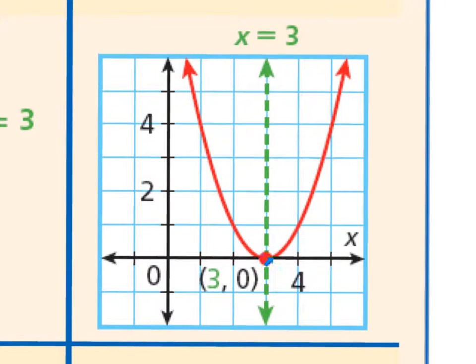The minimum is 3 because that is the lowest point that it goes through. 3, 0. That is the minimum. The axis of symmetry always goes through the vertex. The x equals value will always be the x value of that vertex.